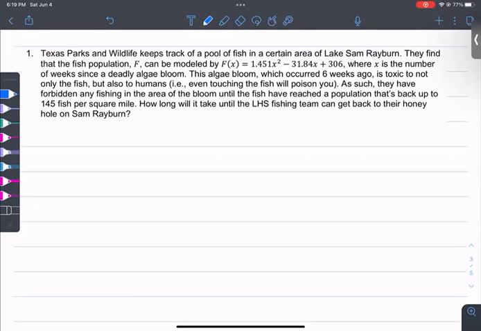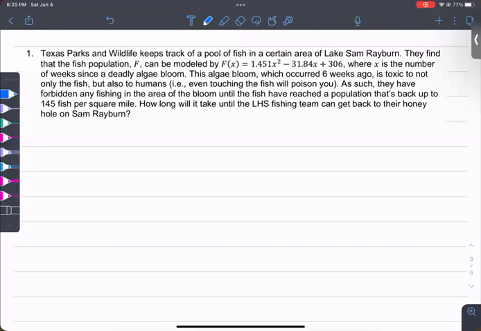The algae bloom, which occurred 6 weeks ago, is toxic to not only the fish, but also to humans. That means even touching the fish will poison you. As such, they have forbidden any fishing in the area of the bloom until the fish have reached a population that is back up to 145 fish per square mile. How long will it take until the LHS fishing team can get back to their honey hole on Sam Rayburn?